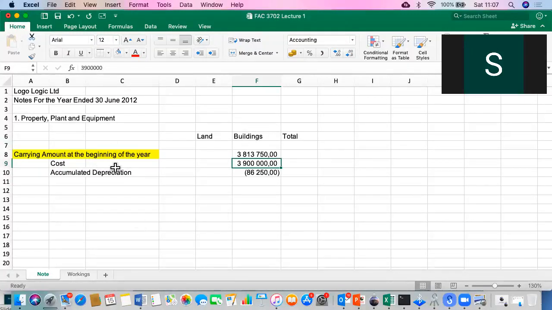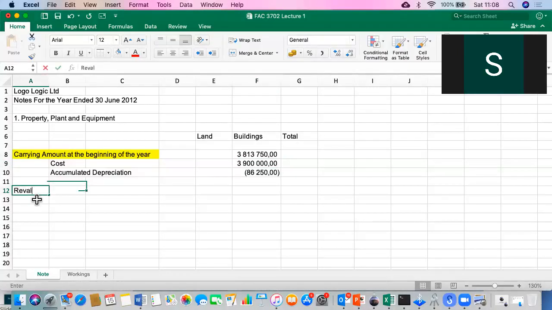So this is the starting point of the note, the carrying amount at the beginning of the year. Remember the year end is 30 June 2012. So the beginning of the year was actually 1 July 2011. So now we're at the beginning of the year. Then what else goes into the note?